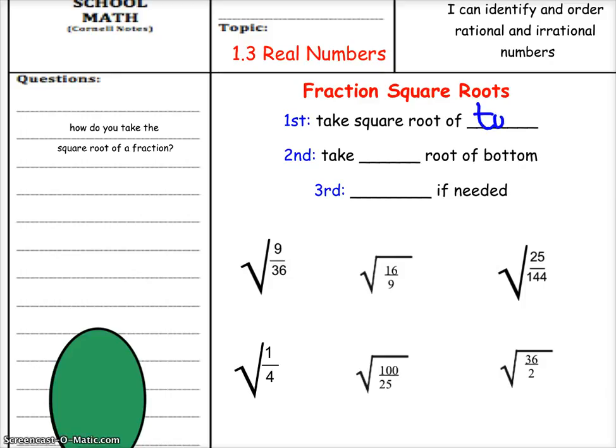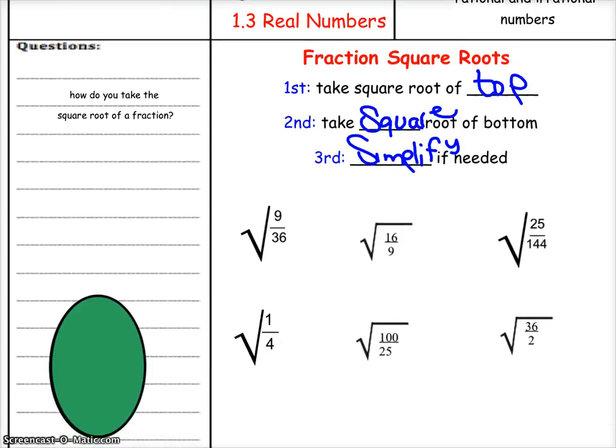You take the square root of the top. You take the square root of the bottom, and then you simplify. So square root of the top over the square root of the bottom. I'm gonna show you.